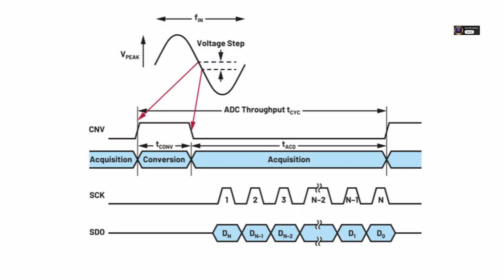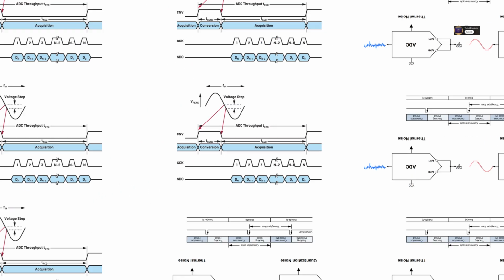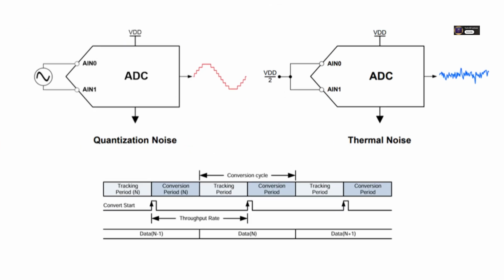Is faster always better? Not necessarily. Generally, a shorter conversion time allows for a higher maximum sampling rate, which is good for fast-changing signals. We call that higher throughput. But sometimes pushing for maximum speed might mean sacrificing a bit of resolution, or it might introduce more digital noise into the analog circuitry, potentially reducing accuracy. There are trade-offs.